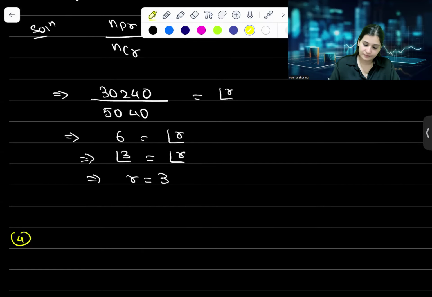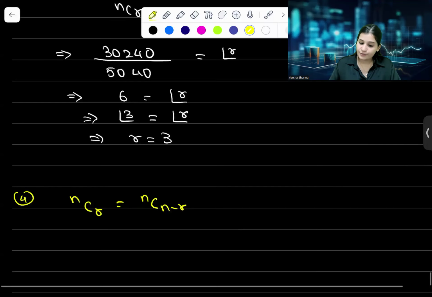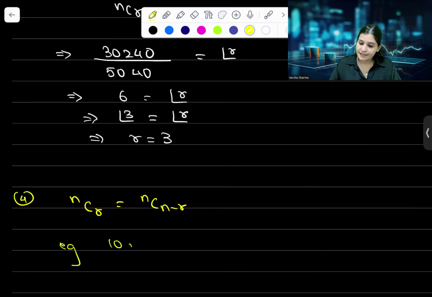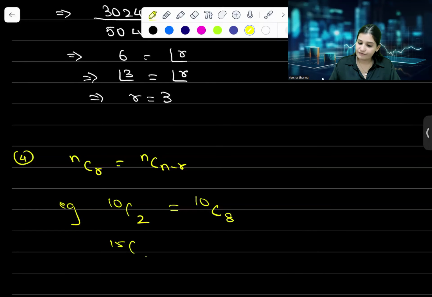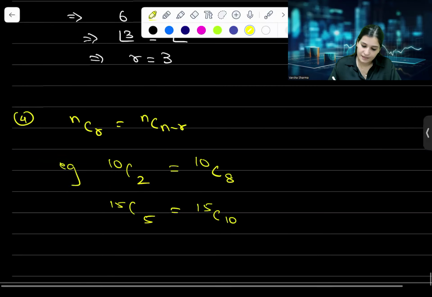Fourth property. nCr will be the same as nC(n minus r). What do I mean by that? 10C2 will be the same as 10C(10 minus 2), that is 10C8. 15C5 will be the same as 15C10, since 15 minus 5 is 10.